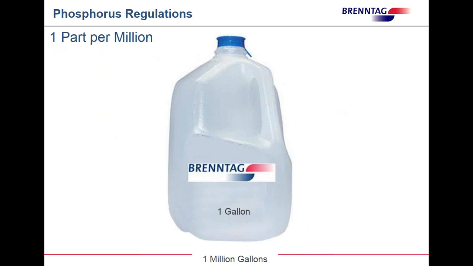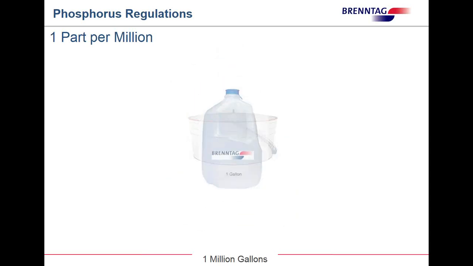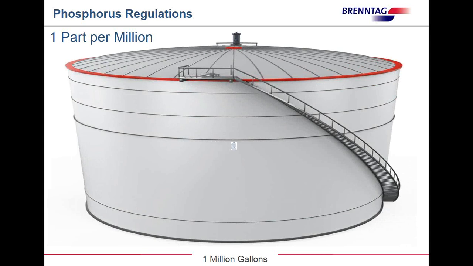So I was talking about a 1 part per million limit for phosphorus. Just to give you an idea of the small quantity that we're talking about, here's a slide of 1 gallon of water. And this is that same gallon of water in a 1,000,000-gallon tank. So you can see it's a very small limit, and actually limits are even smaller than that. So phosphorus removal is very important in getting down to very negligible levels. Next.